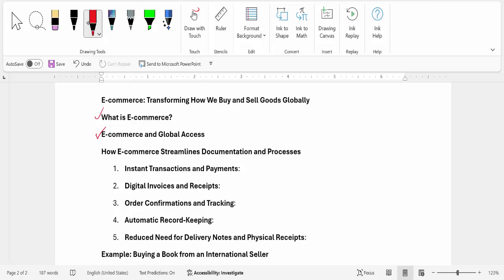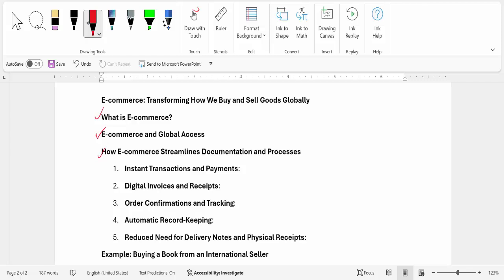Whether it's a rare item, a limited edition product, or just something that's not available locally, e-commerce makes it easy to purchase products globally. This accessibility has significantly increased choices for consumers and has allowed small and large businesses alike to reach customers far beyond their local markets.